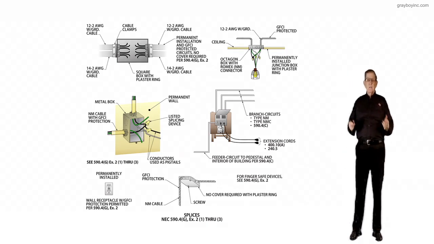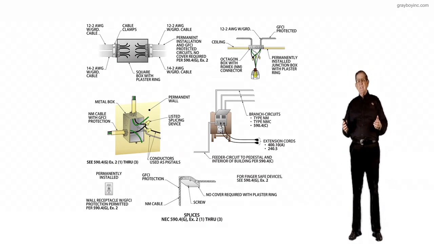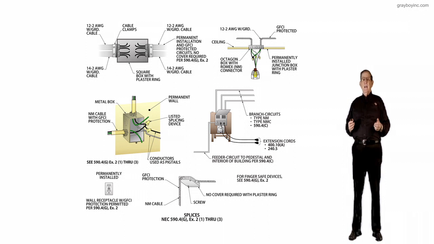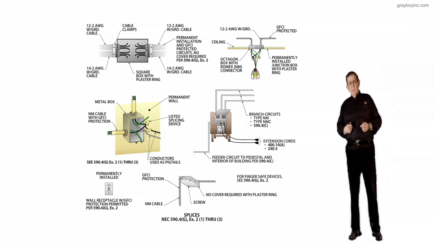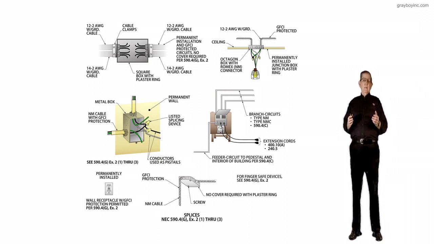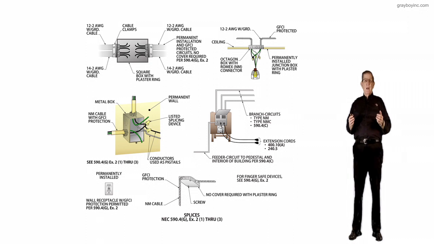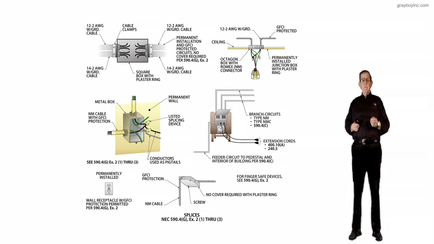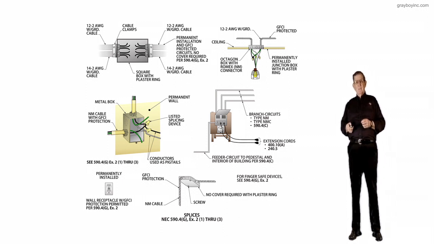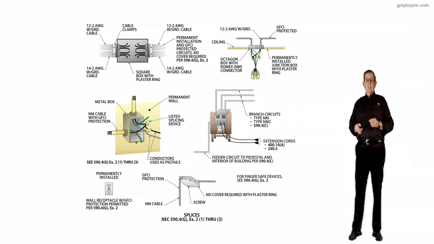This illustration deals with splices and 590.4(G), exception 2, items 1 through 3. Now, this just kind of gives you a list of splicings where a box is required, where it's not required. But notice 590 is temporary power. And the purpose of the change is a new exception has been accepted.